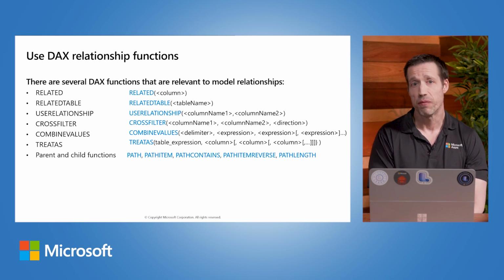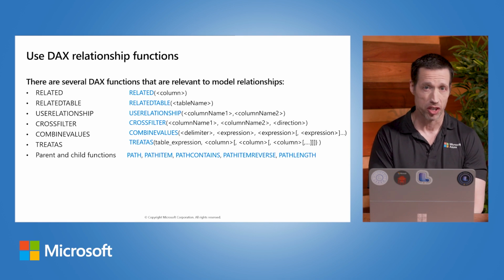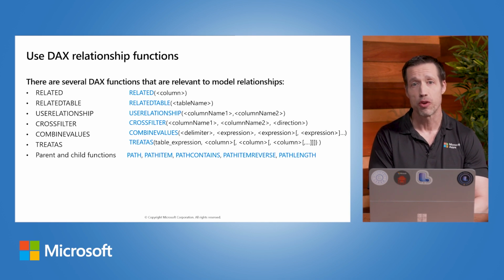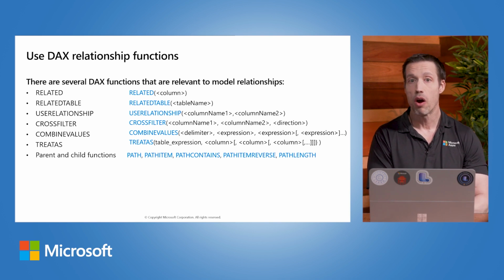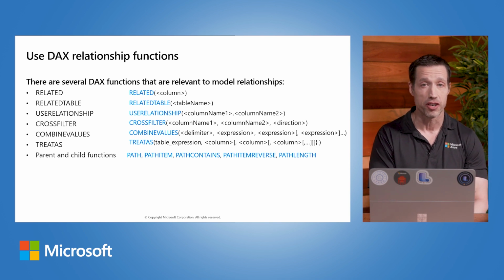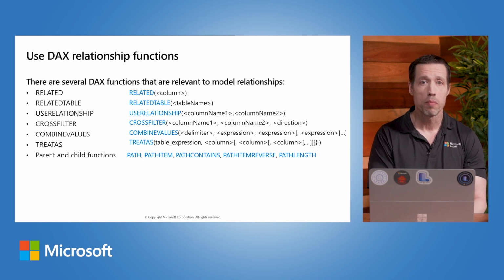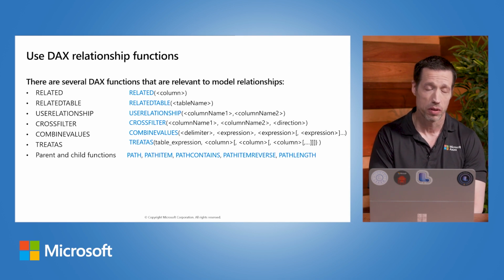The USERELATIONSHIP function forces the use of a specific inactive model relationship. It's useful when your model includes a role-playing dimension table and you choose to create inactive relationships from this table. The CROSSFILTER function either modifies the relationship cross-filter direction to one or both, or it disables filter propagation to none. It's useful when you need to change or ignore model relationships during the evaluation of a specific calculation.